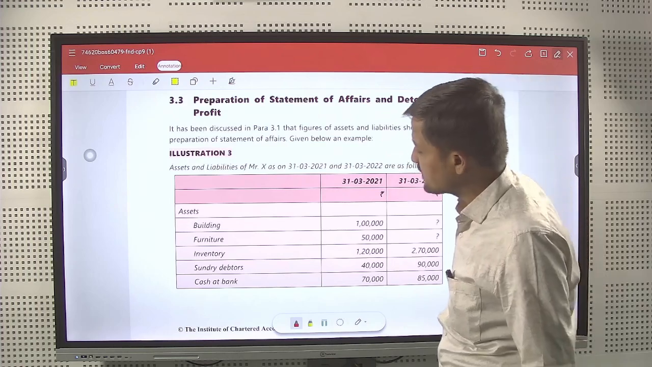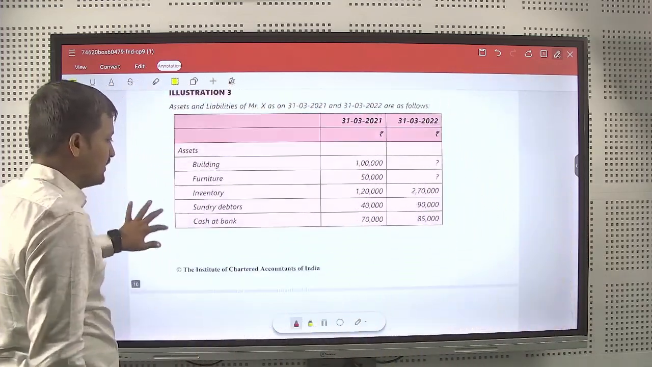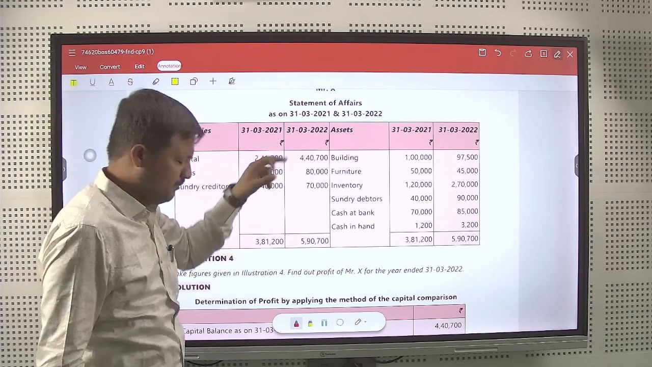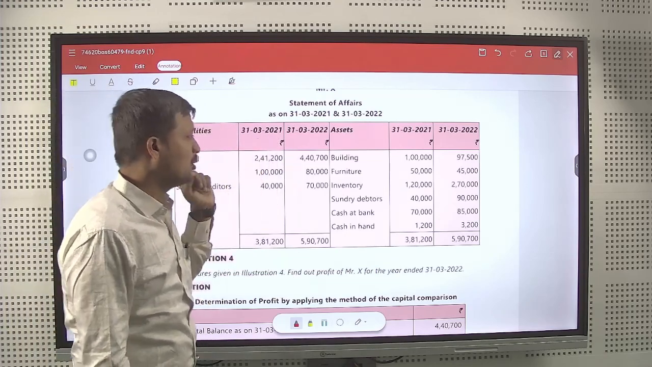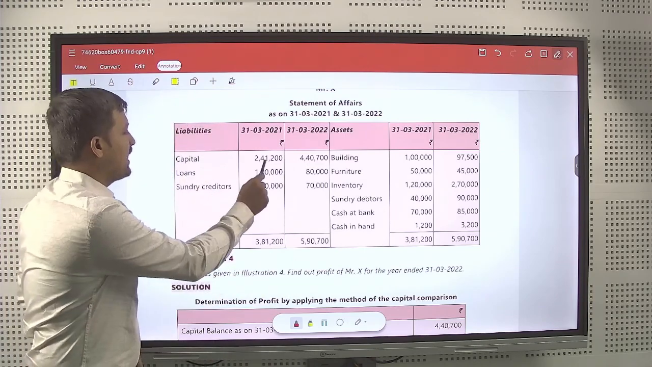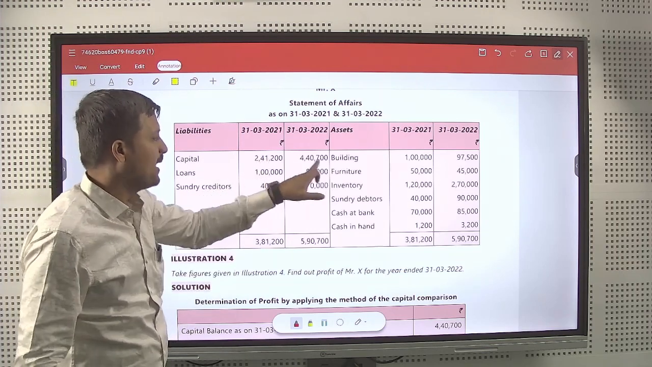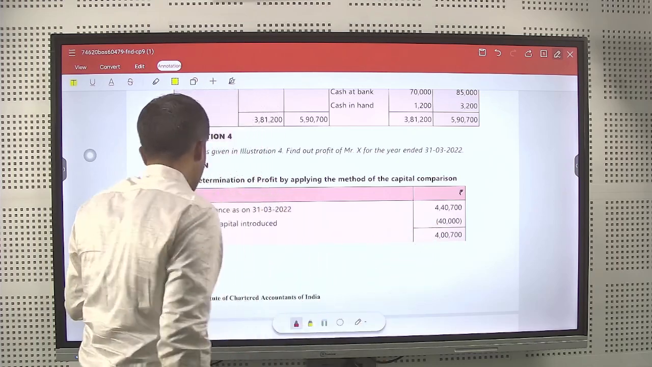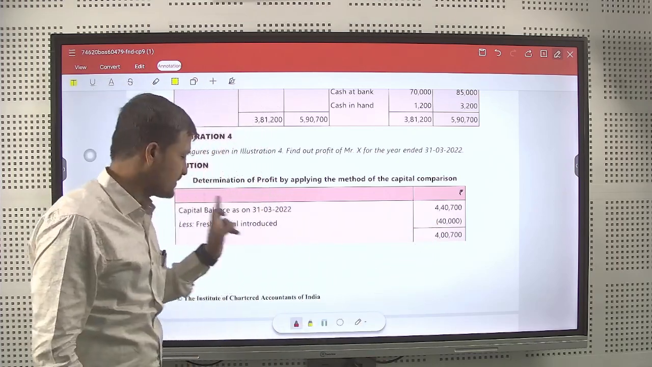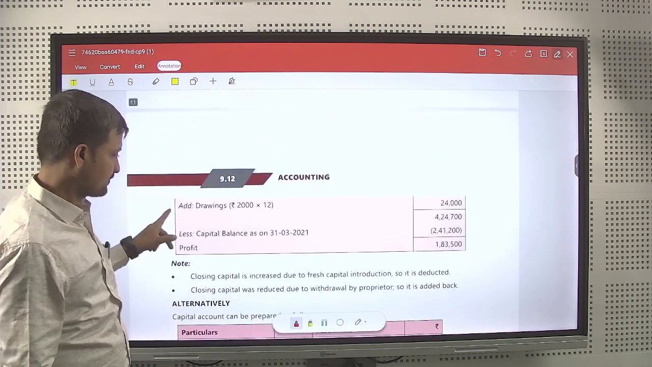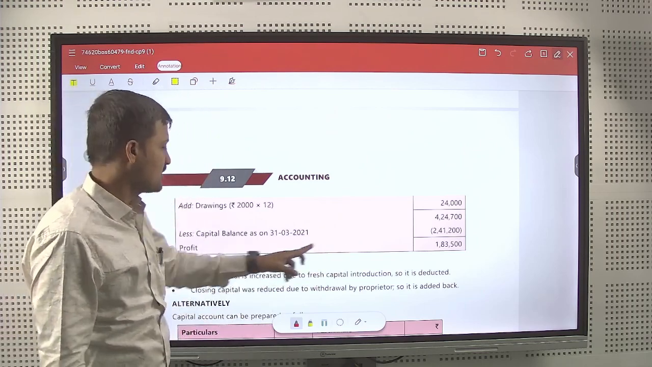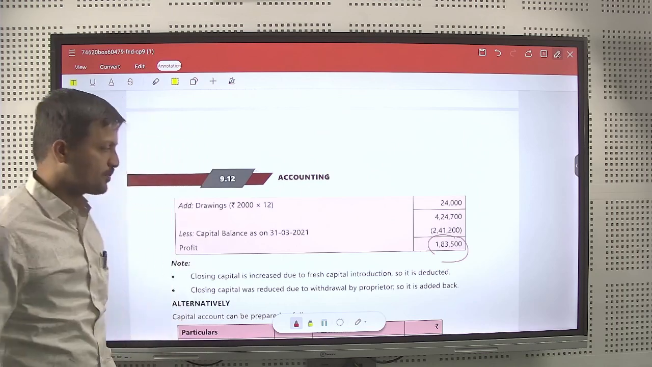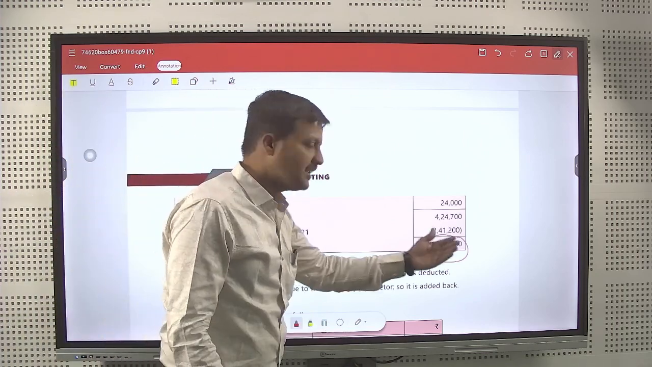Preparation of statement of affairs and determination of profit. There may be few problems which are based on this. You can see the statement of affairs is prepared for 21, which means opening, and 22 means closing. So whatever capital is ascertained here is considered as opening capital and this is considered as closing. Now what they have done, first closing capital, less the additional capital, add drawings, then from whatever comes we deduct opening capital. Whatever is the difference, if it is positive, it is profit, and if it is negative, then it is loss.